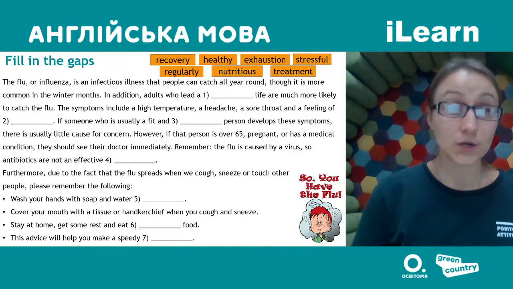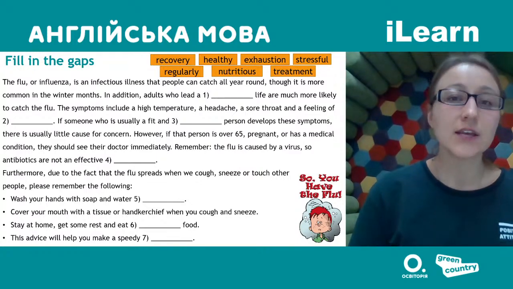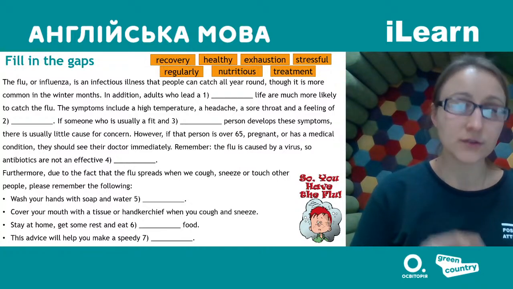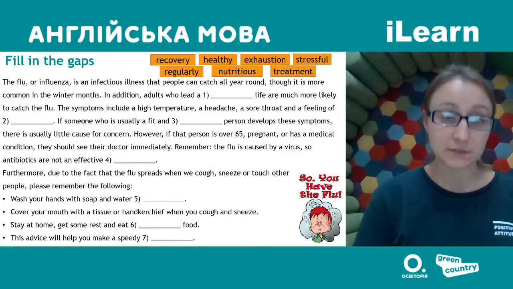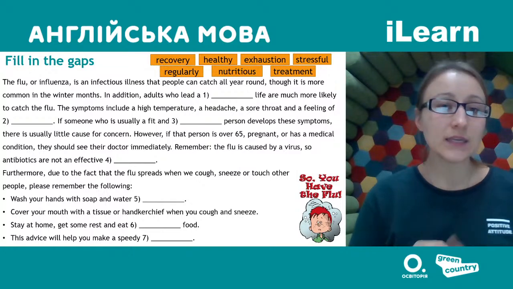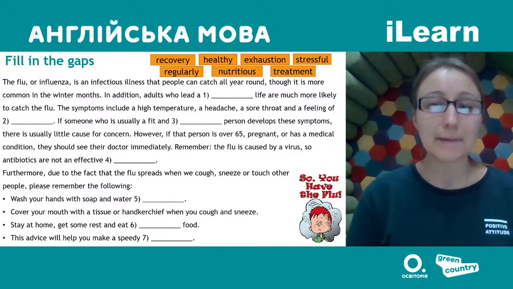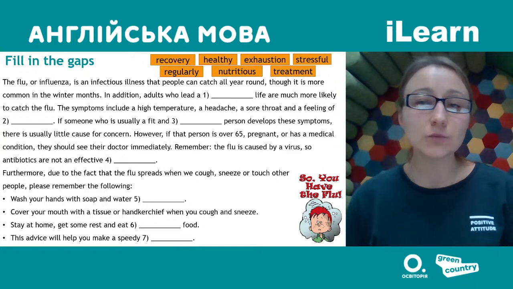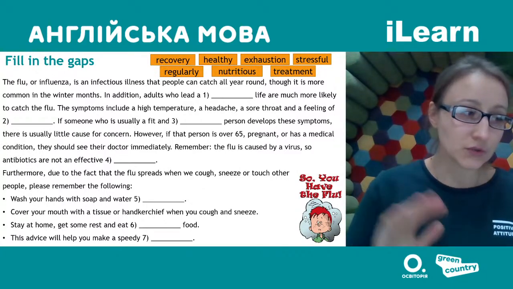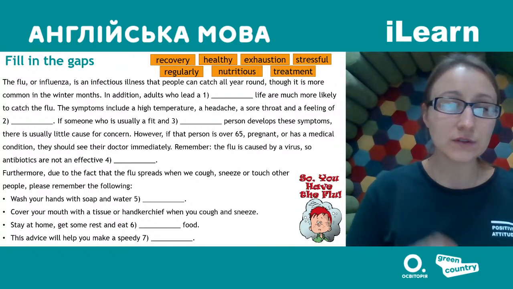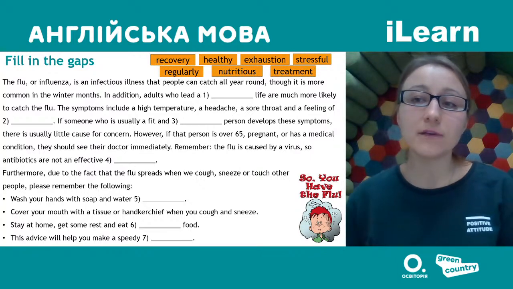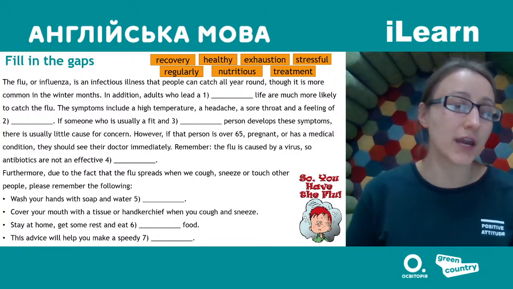So let's read this text and fill in the gaps with these words that we have just discussed. So we have recovery, healthy, exhaustion, stressful, regularly, nutritious, and treatment. So let's look at sentence number 1. In addition, adults who lead a life are much more likely to catch the flu. So what word out of this can suit the context? Читаємо контекст. Adults who lead a life are much more likely to catch the flu.